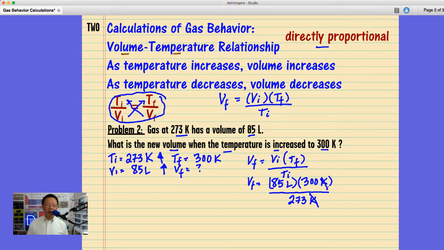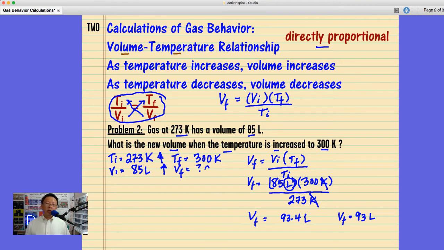And so what units can cancel out? The Kelvin units cancel out. And the only unit left is liters. And that is the correct unit for volume. And what would we do on a calculator? Simply 85 multiplied by 300 divided by 273. And if you do that calculation, you'll find out that the answer is 93.4 liters. And if to be strict about the answer, since there were 2 digits in the correct answer, it would be something like 93 liters. Right?